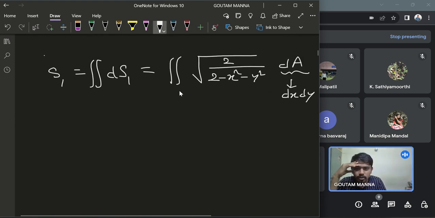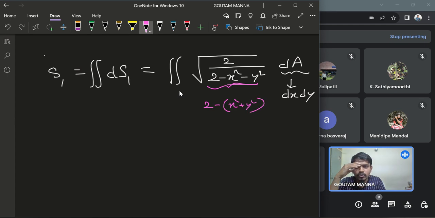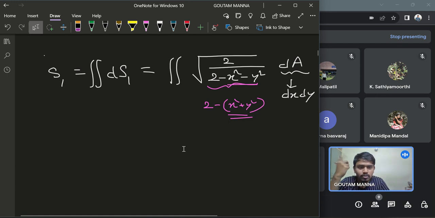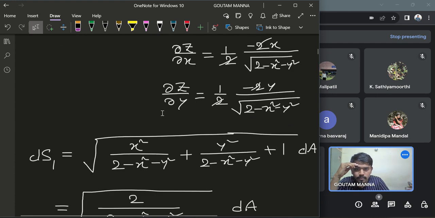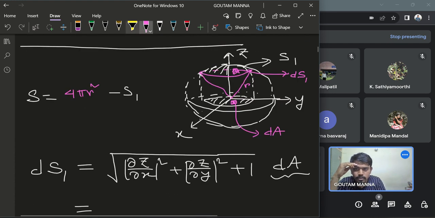So now you can easily parameterize this. As there is x square and y square, you can write this term as 2 minus x square plus y square. In that case, as there is x square plus y square, we can transfer our coordinate from the Cartesian xy coordinate to plane polar coordinate. So if I consider this distance as rho and this angle as, for example, psi, let's say.